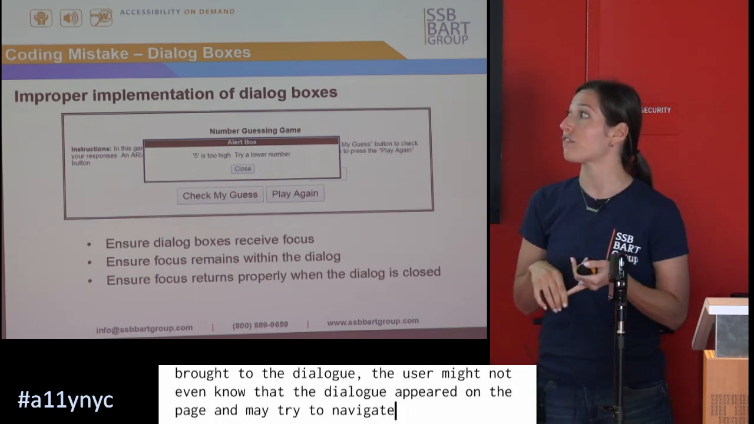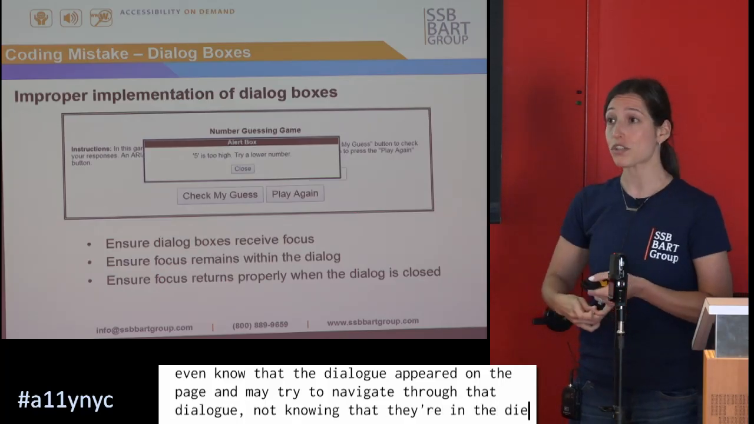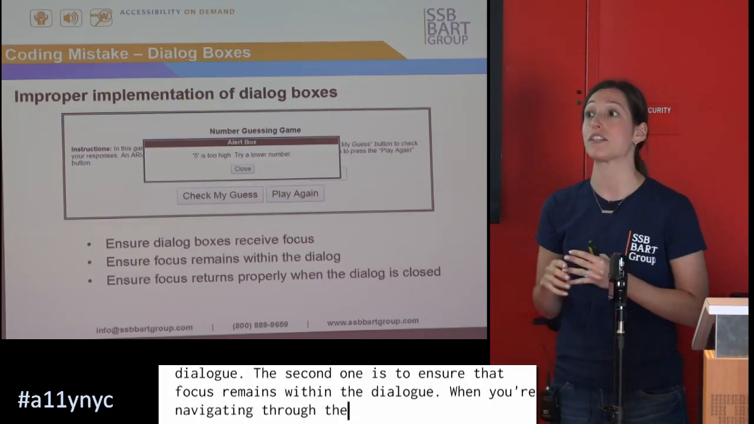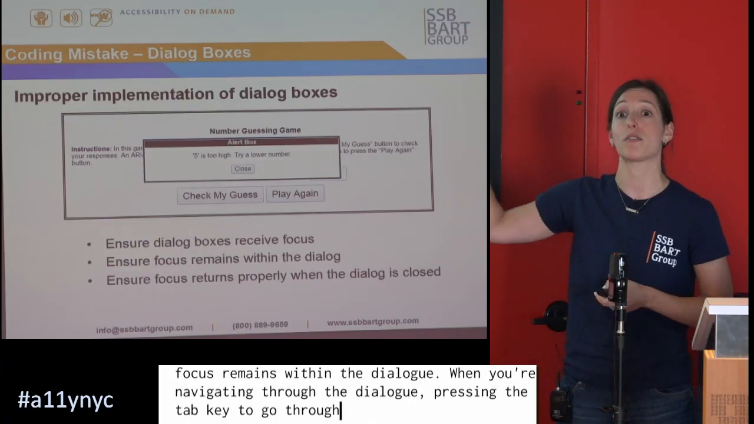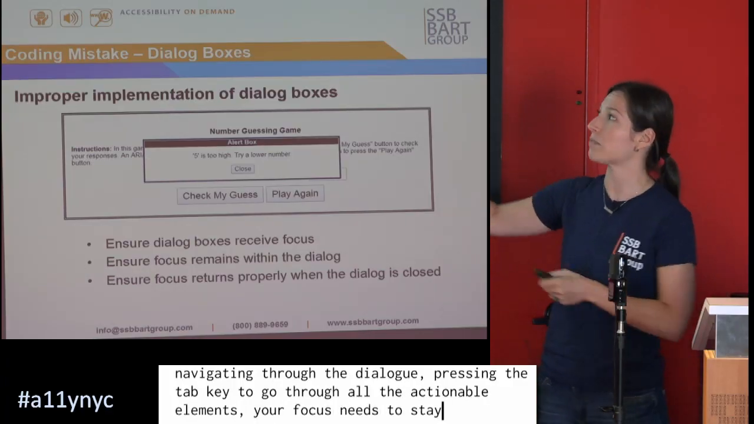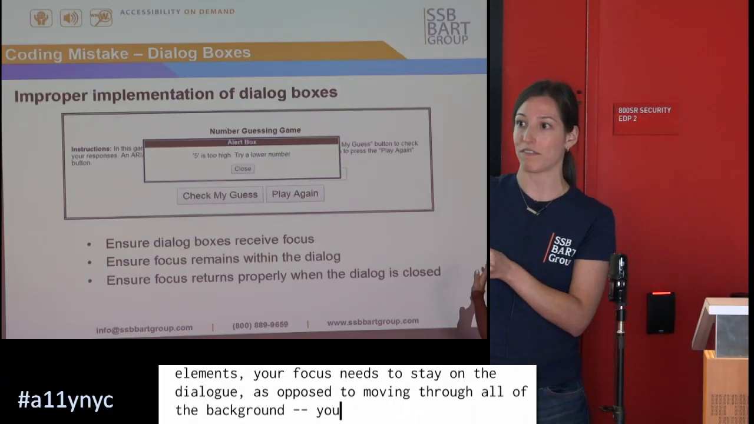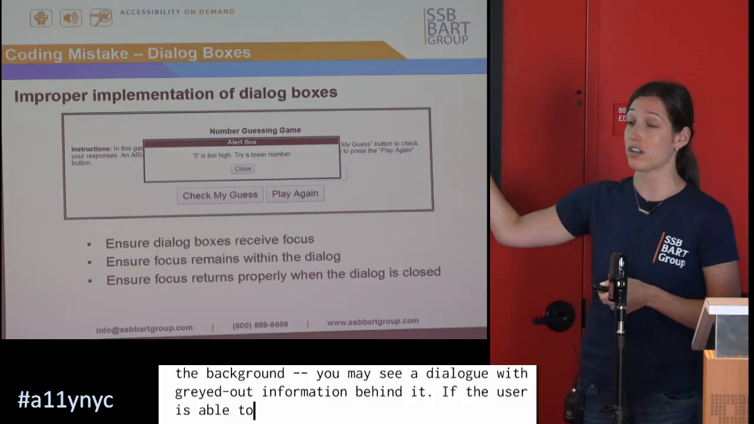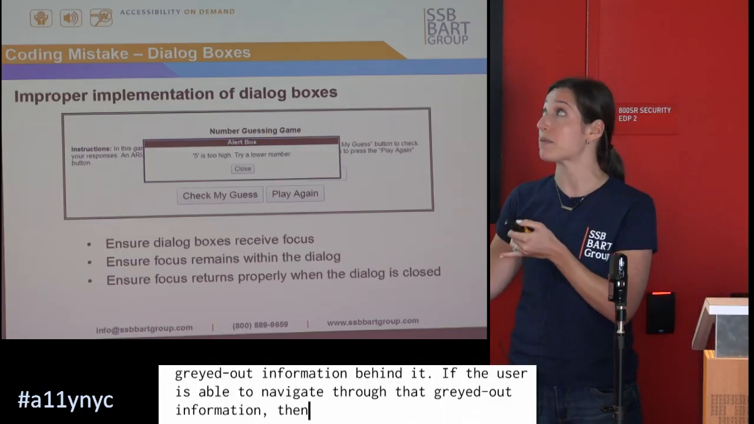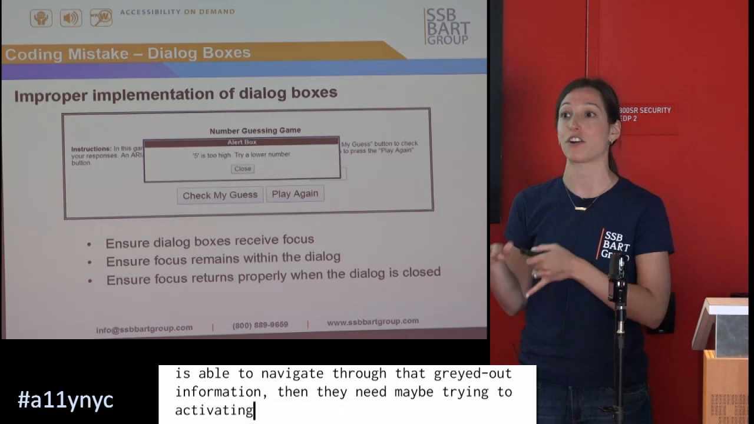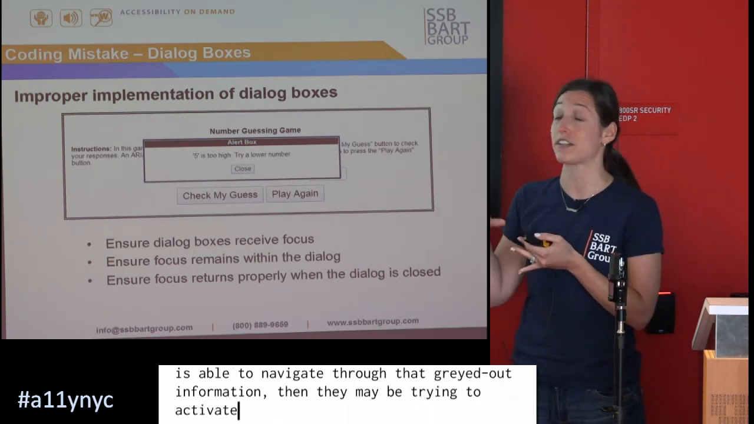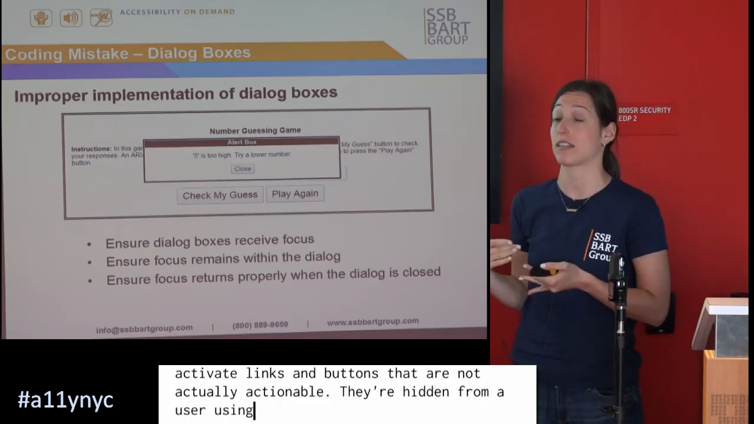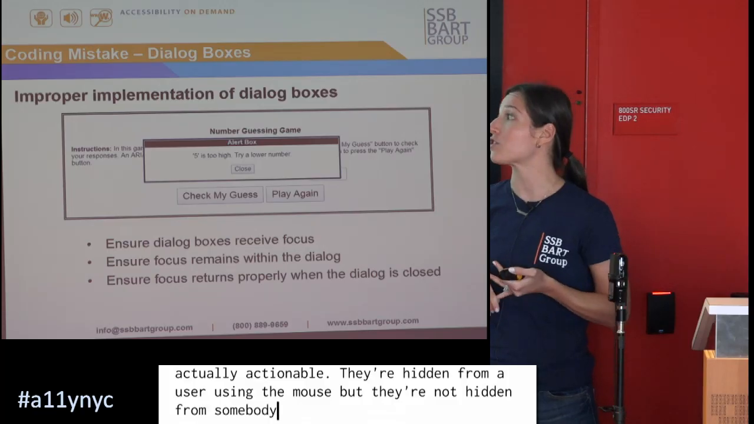The second one is ensure focus remains within the dialogue. So when you're navigating through a dialogue, meaning you're pressing the tab key to go through all of the actionable elements, your focus needs to stay on that dialogue as opposed to moving through all of the background. Like you may see a dialogue with grayed out information behind it. If the user is able to navigate through that grayed out information, then they may be trying to activate links or buttons that are not actually actionable. So they're hidden from a user using the mouse, but they're not hidden from somebody using just the keyboard alone. And then the last one, ensure focus returns properly.